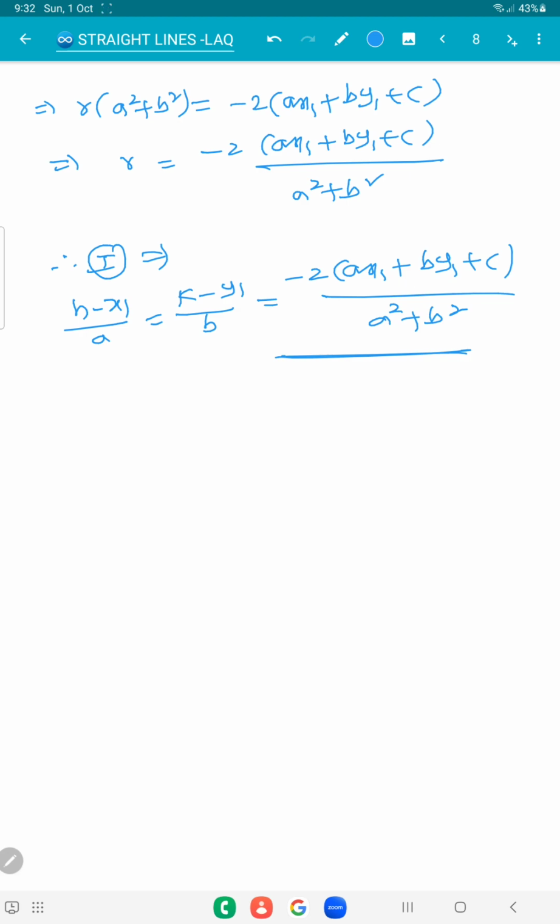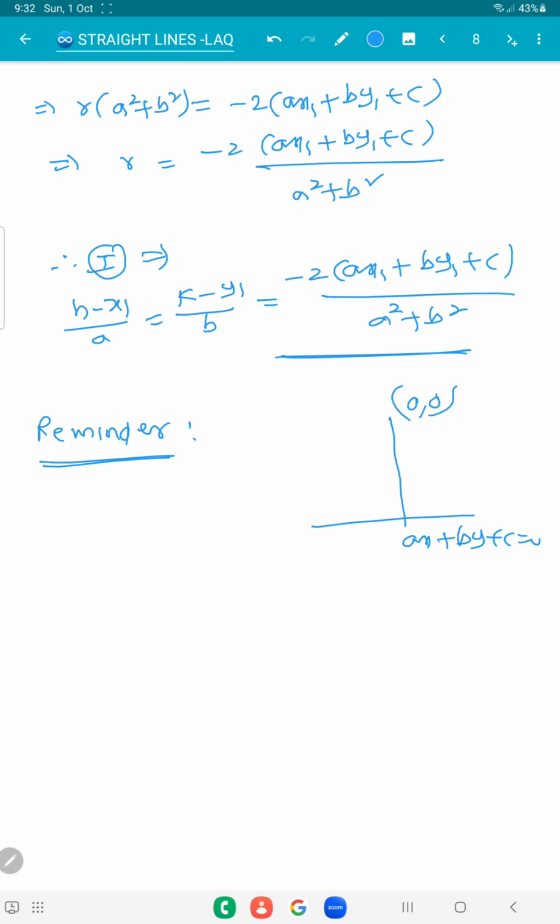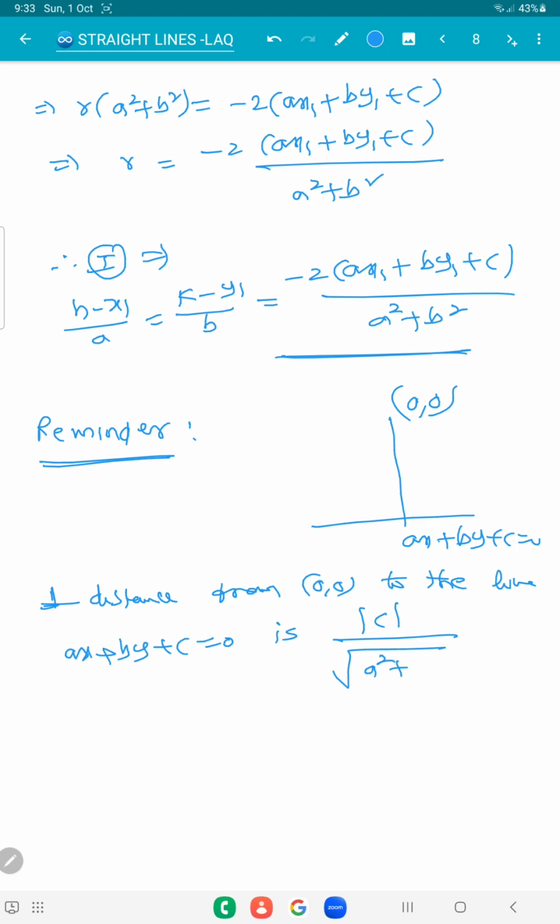Fifth question. For the fifth question we need a reminder here. Suppose a x plus b y plus c is equal to 0 is a line. The perpendicular distance from the origin to the line a x plus b y plus c is equal to 0 is mod c by root of a squared plus b squared. This is the formula I am going to use now.